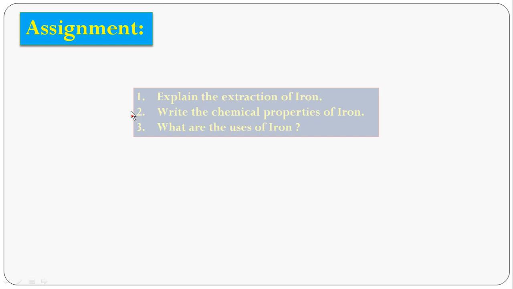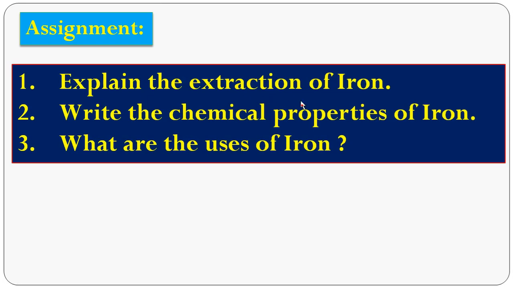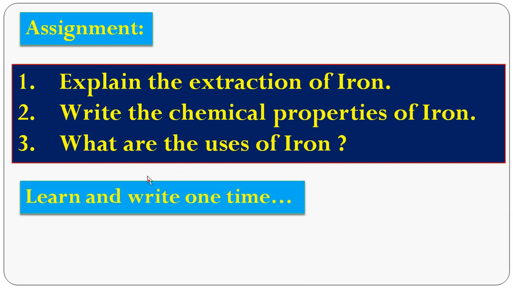Okay students, now come to the assignment. The first question, explain the extraction of iron. The second one, write the chemical properties of iron. The third one, what are the uses of iron? These three questions you have to learn and write one time.